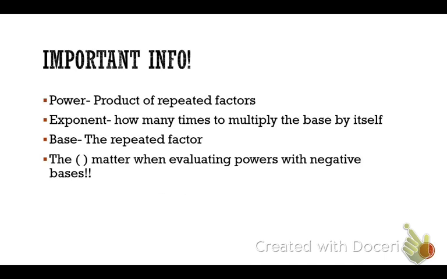Now we need to talk about the parentheses. The parentheses matter when we're evaluating powers with negative bases. So let's go back to our base of 3. If we made it (-3) to the second power or -3 to the second power, what is the only difference between these two terms? One of them has parentheses and the other one doesn't.